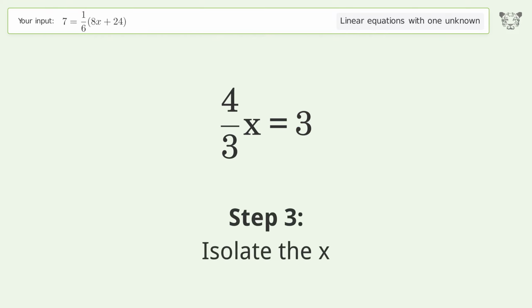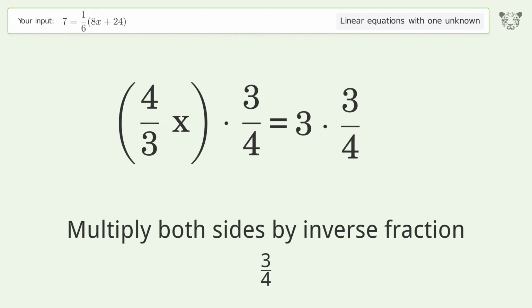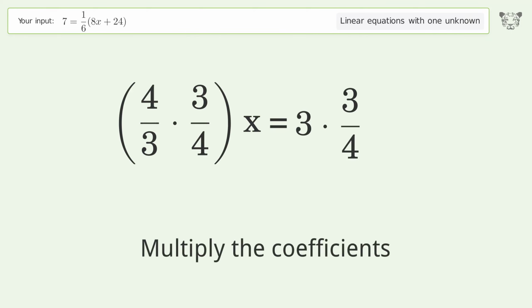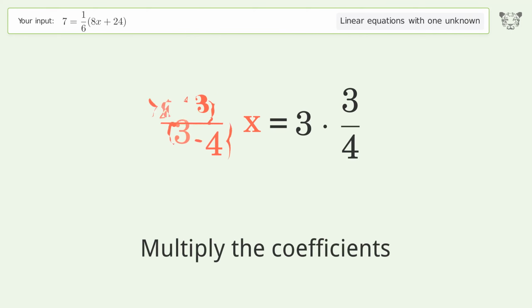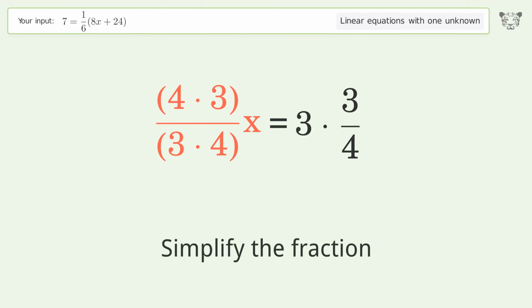Isolate the x. Multiply both sides by inverse fraction 3/4. Group like terms. Multiply the coefficients. Simplify the fraction.